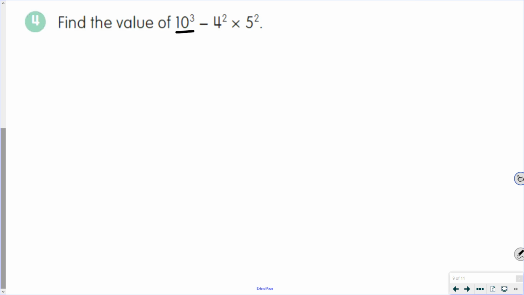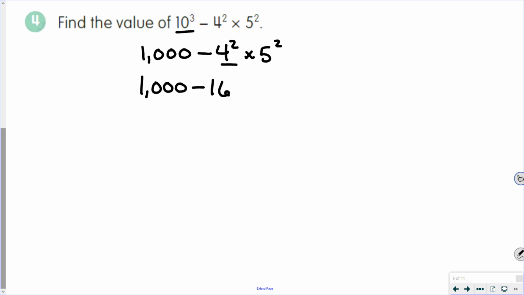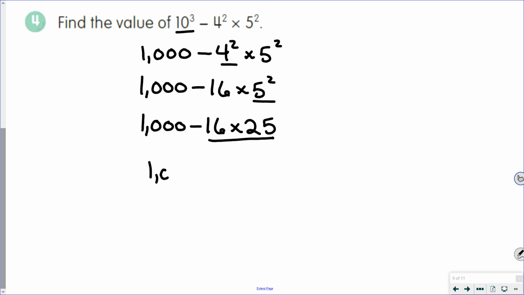10 cubed is 1,000 because it's 10 times 10 times 10. 4 squared is 16. 5 squared is 25. We need to make sure that we're multiplying before we subtract. Remember, multiplication division comes before addition or subtraction. 16 times 25 is 400. 1,000 minus 400 is 600.